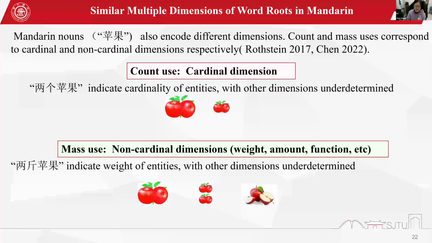So in a similar example, when we say 两个苹果, we talk about two apples without specifying whether these two apples are big or small. So the dimension of size or weight is underspecified. And similarly, when you talk about 2斤苹果, it's like 2 pounds of apples in English. We indicate the weight of entities, but the number information is underspecified.